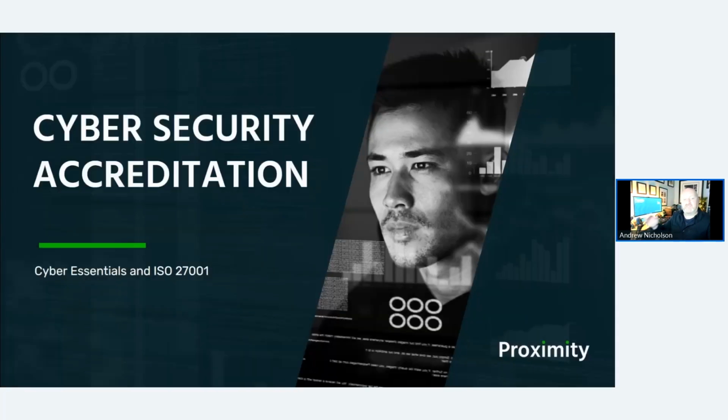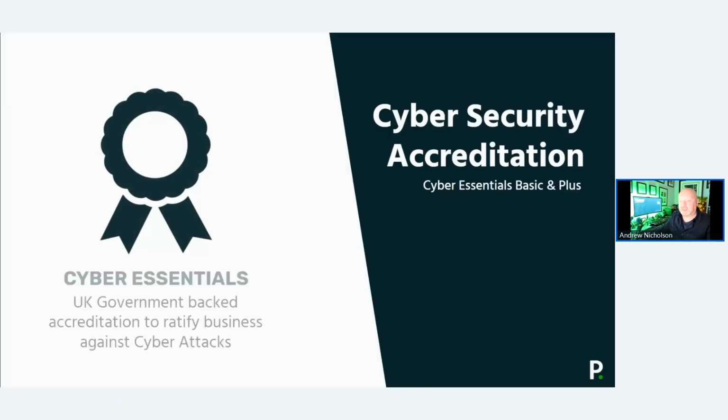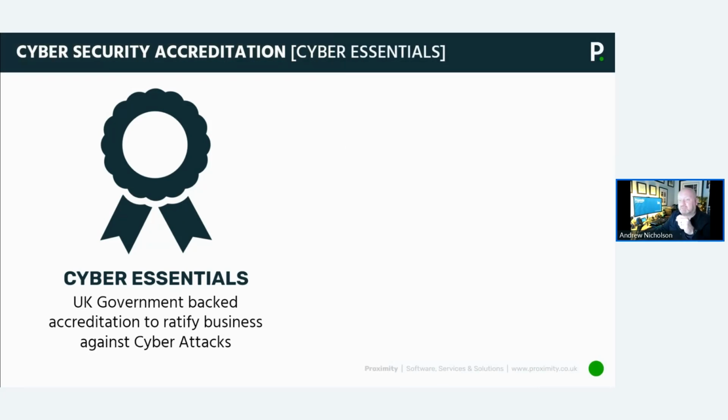Now, with these foundations in place, we may also want to investigate a formal cybersecurity accreditation. I'll briefly introduce these, starting with Cyber Essentials. Now, Cyber Essentials is a government-backed scheme that enables any type and size of business to become cyber secure from a web attack. It's not quite as simple as the government makes it out to be to attain. And to do so, you'd need to demonstrate your business has the five Cyber Essentials controls in place.